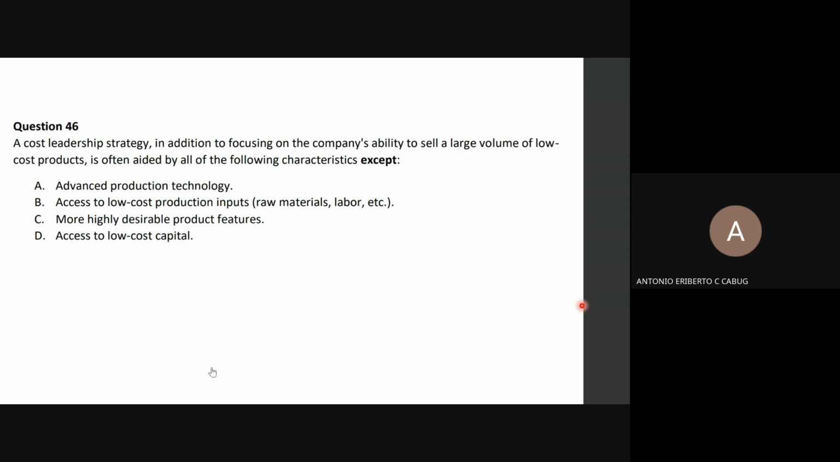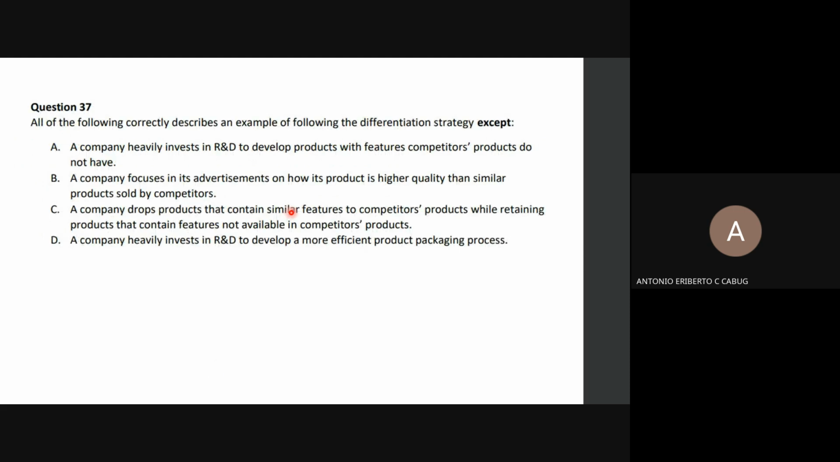A cost leadership strategy, in addition to focusing on the company's ability to sell a large volume of low cost products, is often aided by all of the following characteristics, except: letter C. Giving more highly desirable product features is not a priority of a cost leader. This is one to be prioritized by the differentiator. So letter C is for the differentiator. What about this one?